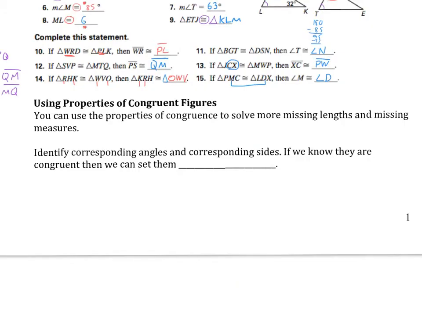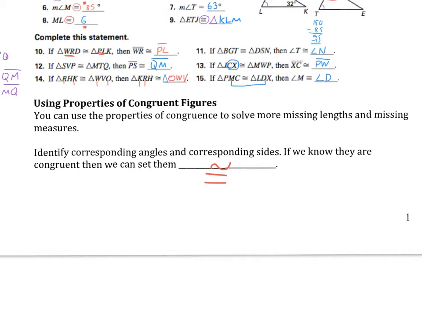We're going to use this property tons, and later we're going to officially call it something else, but we're going to use the properties of congruence to solve for more missing lengths. So once we identify the corresponding angles and the corresponding sides, we can now state them as congruent. That individual pieces are also congruent.